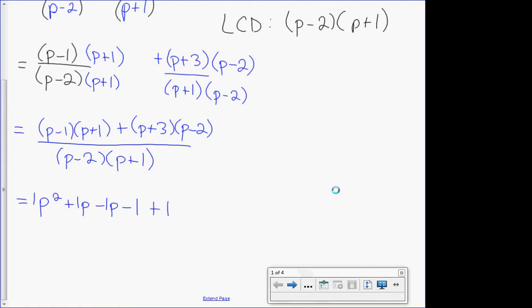Okay, so p times p is 1p squared. P times negative 2 is negative 2p.